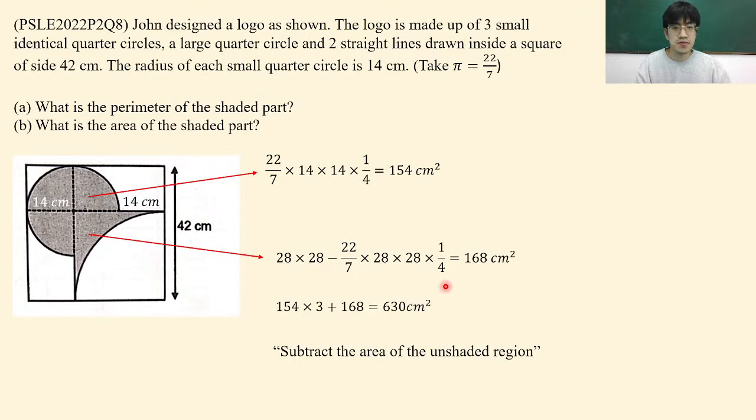We always try to subtract the area of the unshaded region in order to turn an unfamiliar shape into a shape that we are very familiar with. So that's the technique that I would like to introduce to you guys in order to help you solve a lot of irregular shapes that you're going to see in PSLE Paper 2.